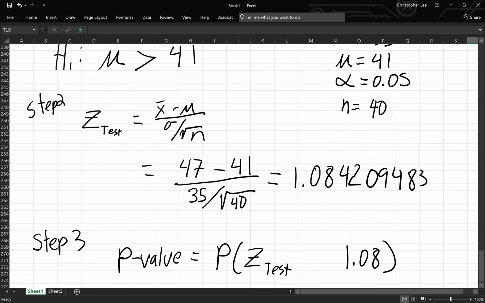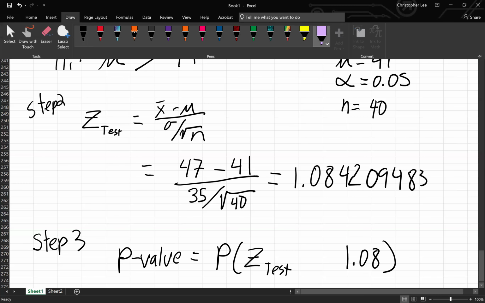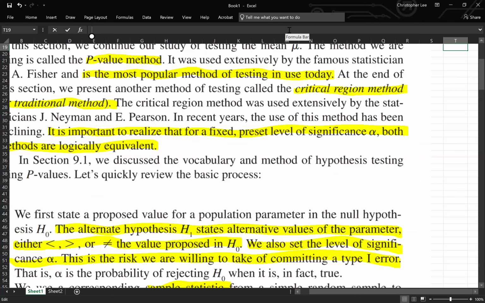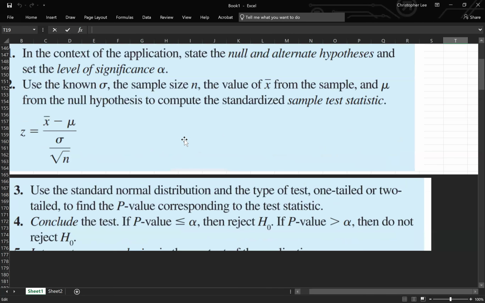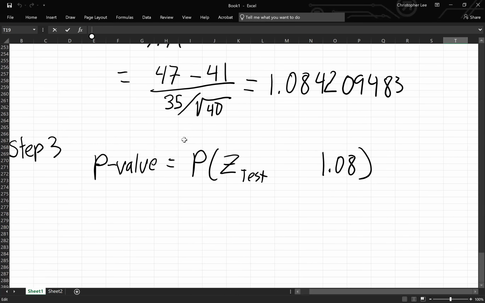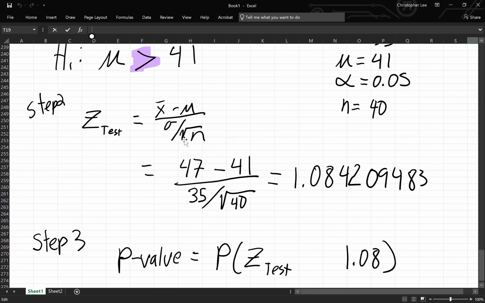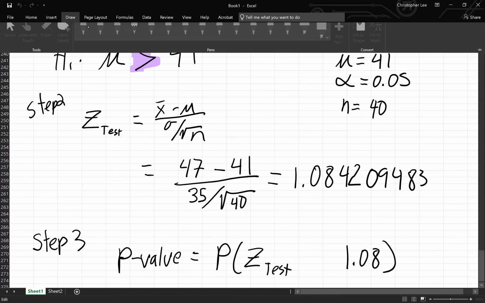That's the answer, because it's right here. Whatever your alternative hypothesis is, that's what the p-value for the probability will be. Right?